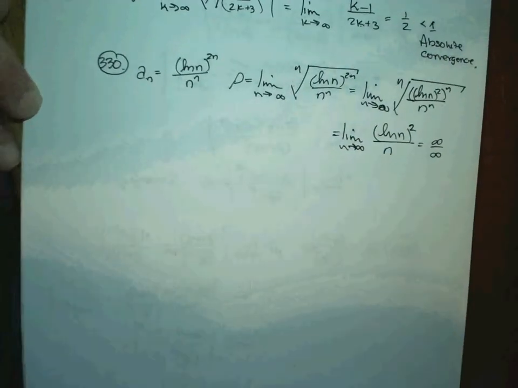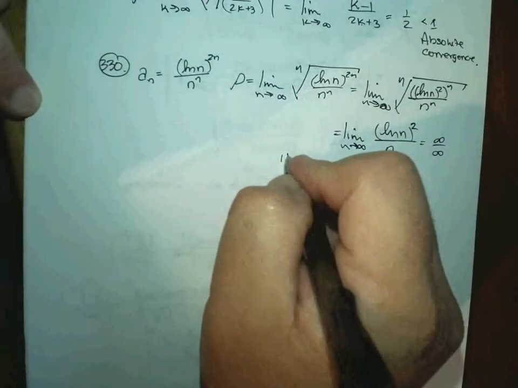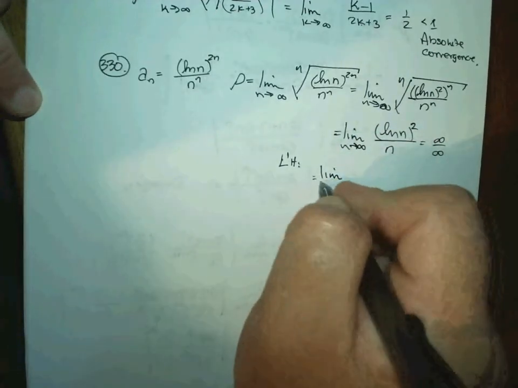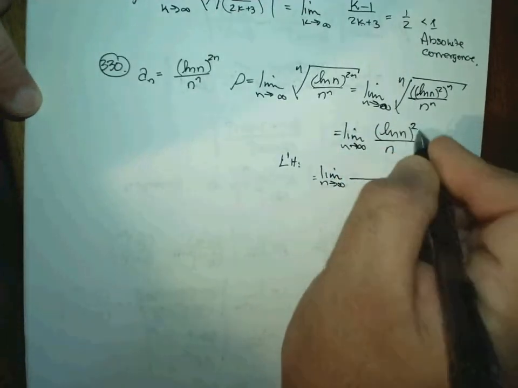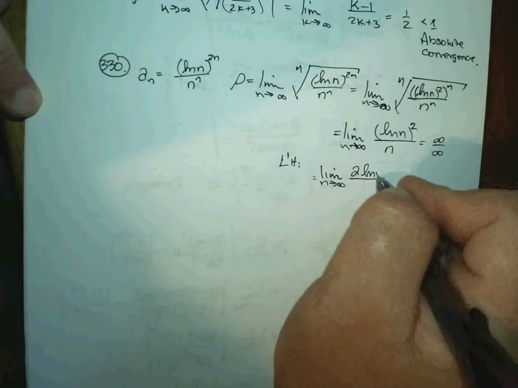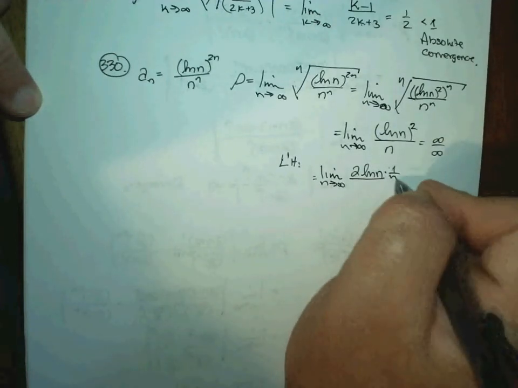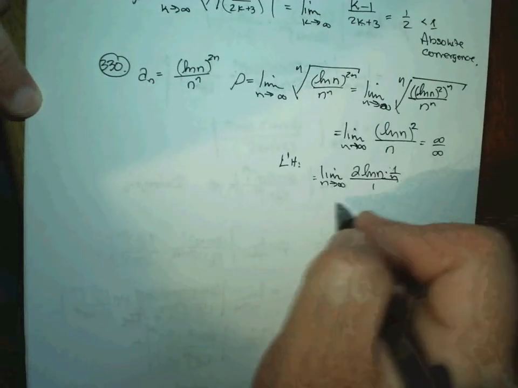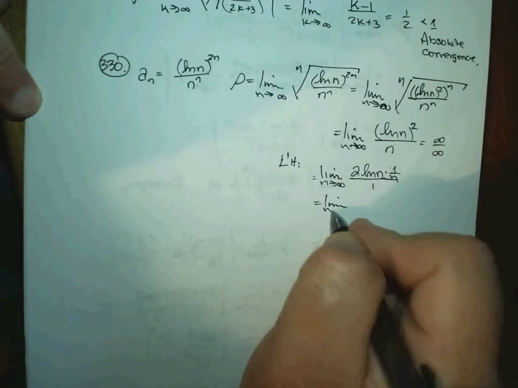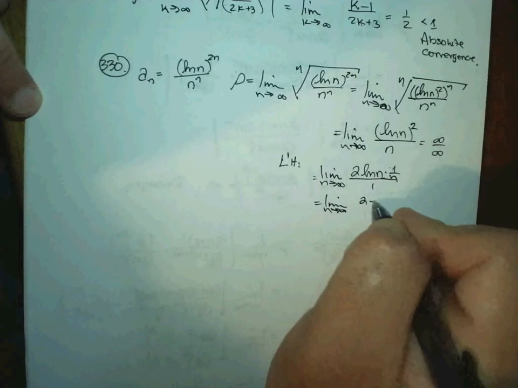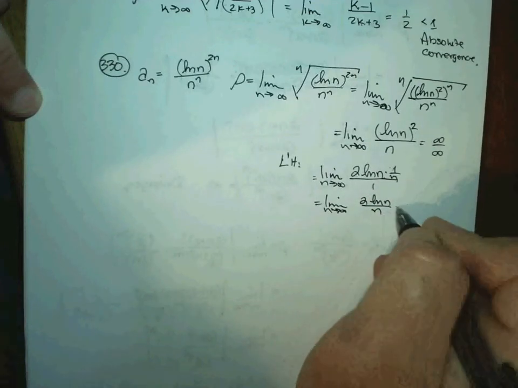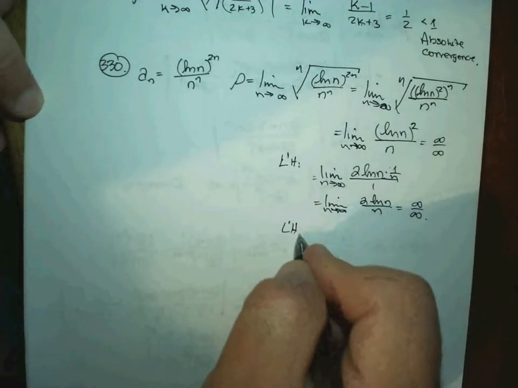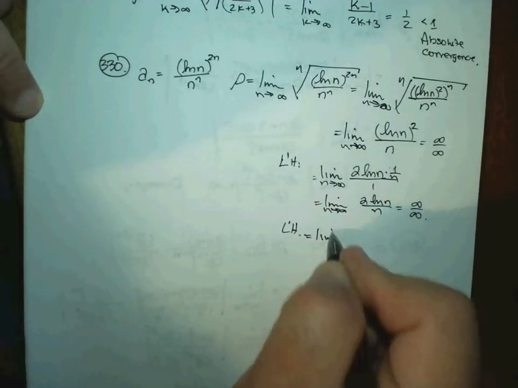Now, if you let n go to infinity, the top is infinite and the bottom is infinite, which is the setup for applying L'Hopital's rule. So by L'Hopital's rule, you're going to take the derivative of the top, 2 natural log of n times the derivative of what's inside, which is 1 over n, divided by the derivative of the bottom. And so what you get is the limit as n goes to infinity of 2 ln of n over n, which again is infinity over infinity.